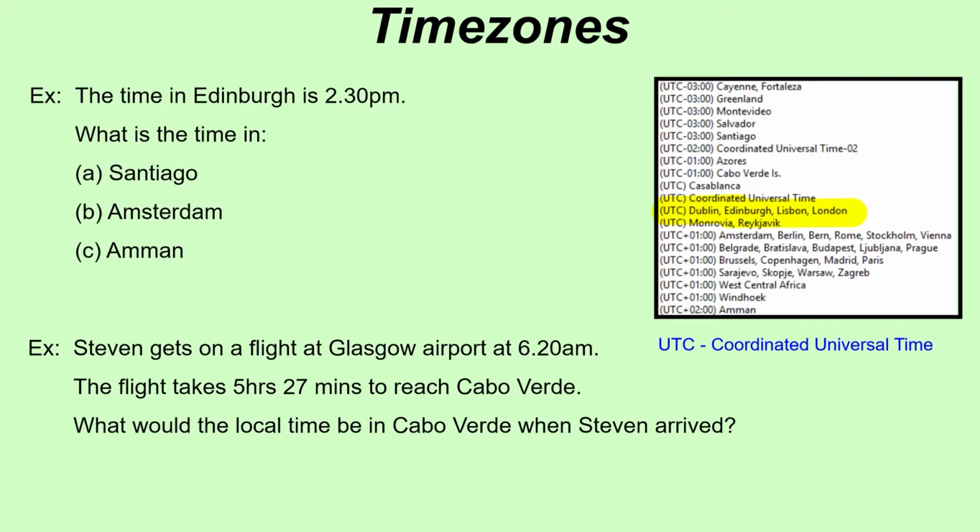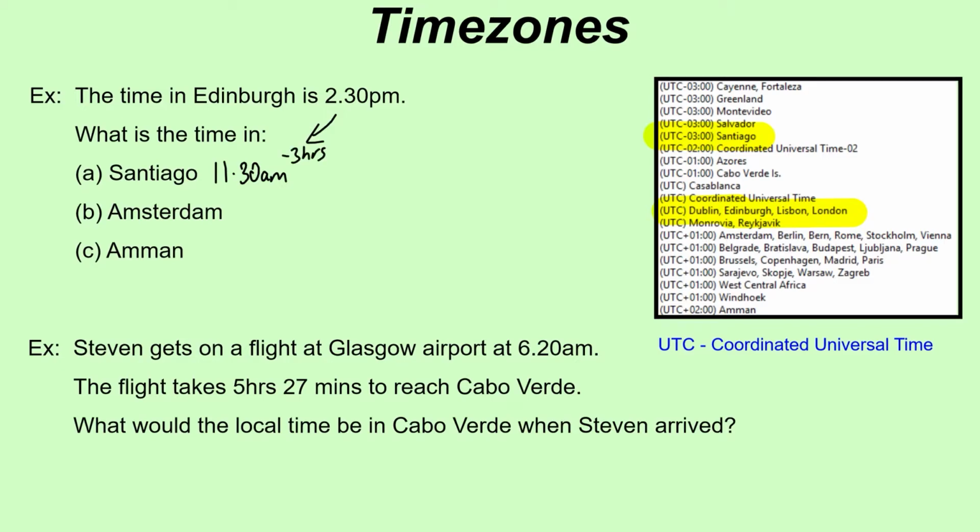So, there it is there. So you can see Santiago is 3 hours behind our time. So what we've got to do is take the 2:30. We've got to take 3 hours away from that. So that would take us back to 1:30, 12:30, and 11:30 a.m. Okay, so that one we were taking away 3 hours.